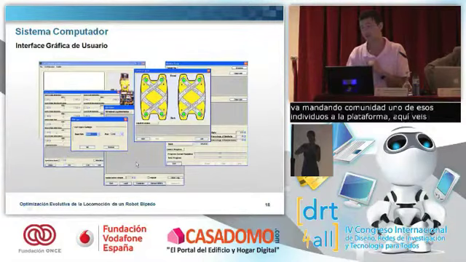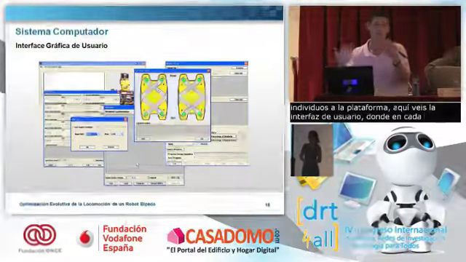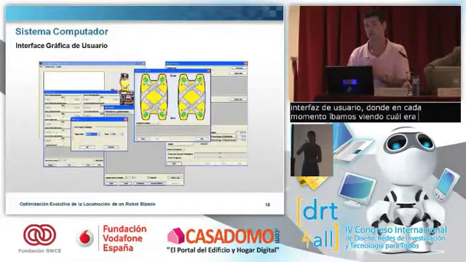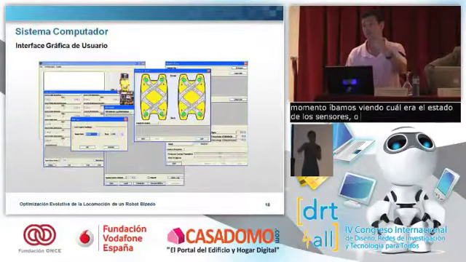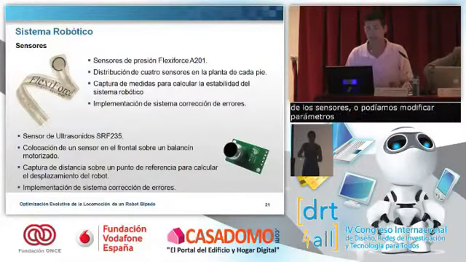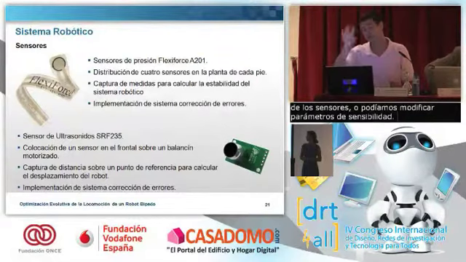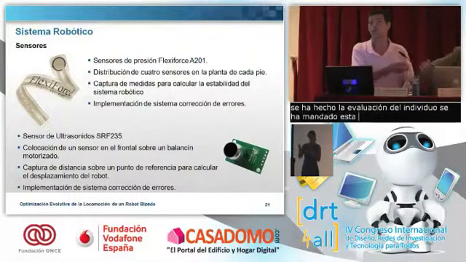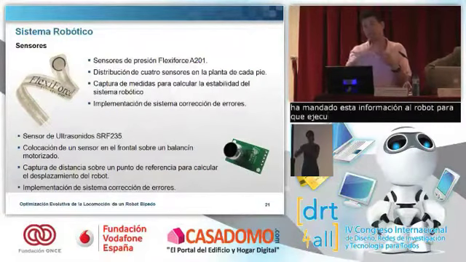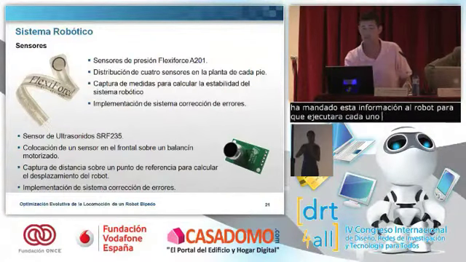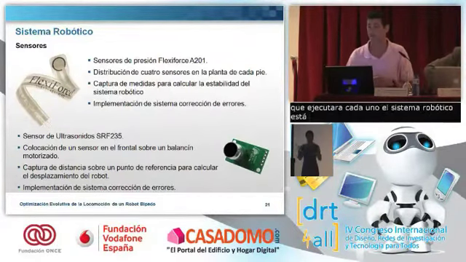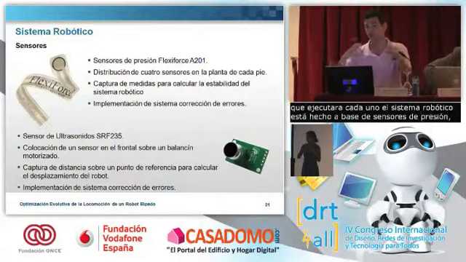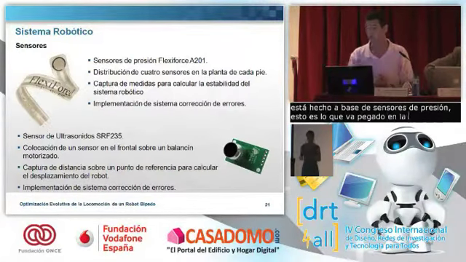Here is the user interface. So at all times we could see what was the state of the sensors, and we could modify the sensitivity parameters. And after doing all this and measuring the individual, we send information to the robot so that it did all of this, and so that it took into account the zero point, and so that it advanced. This is by the feet.